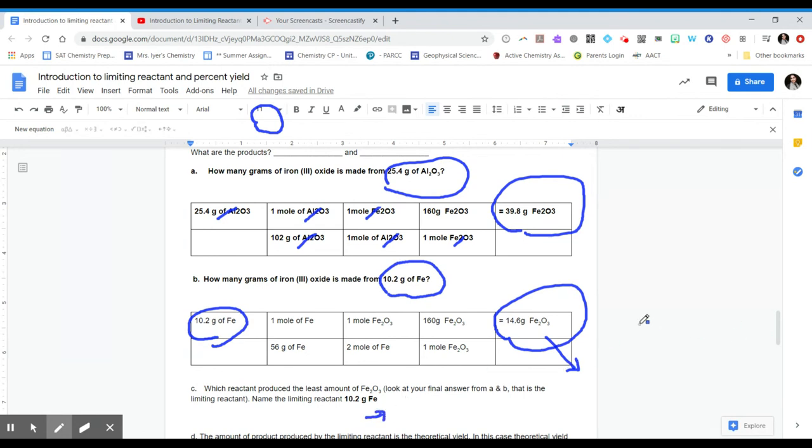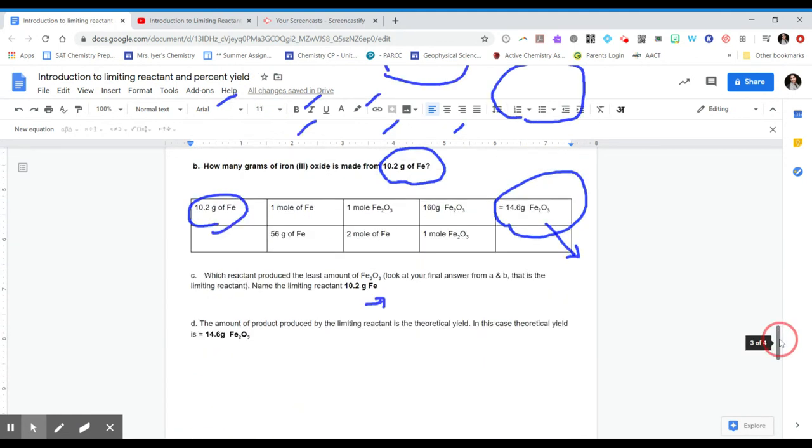The other one is your excess. So we're just focusing on limiting right now. So 10.2 grams of iron, which makes the least amount of your product, is your limiting reactant. The amount produced by the limiting reactant is your theoretical yield. So 14.6 grams of iron oxide is the maximum that you can make in a reaction. So that'll be your yield.